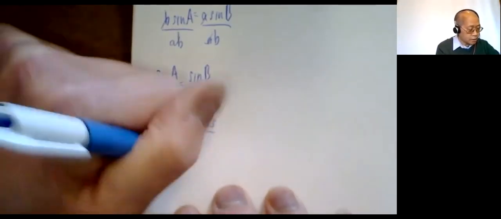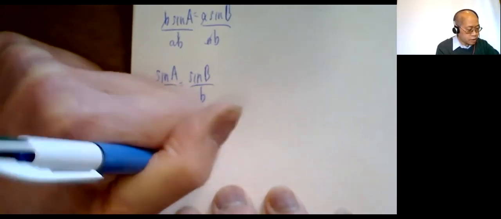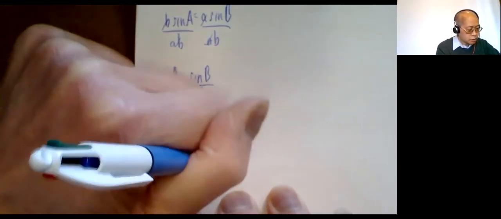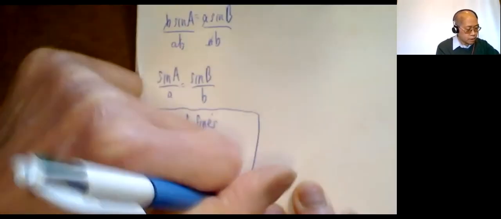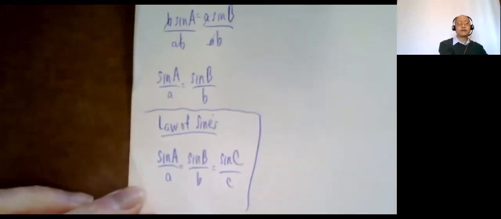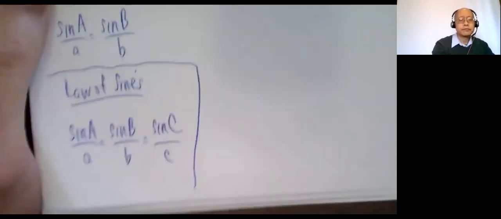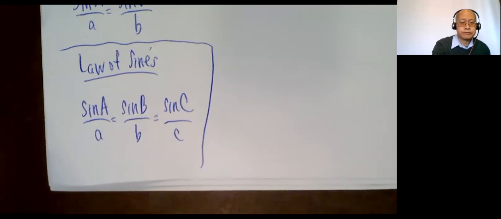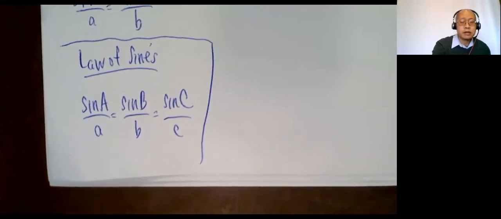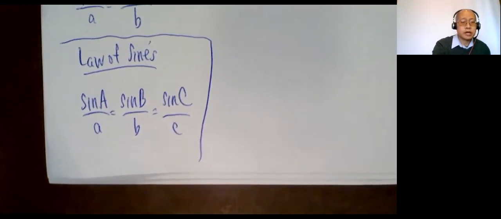So here's our law of sines: sine of A over A equals sine of B over B equals sine C over C. And here is the law of sines. Put it on your cheat sheet. If we were meeting face to face, I'd make you memorize it. But there's the law of sines.